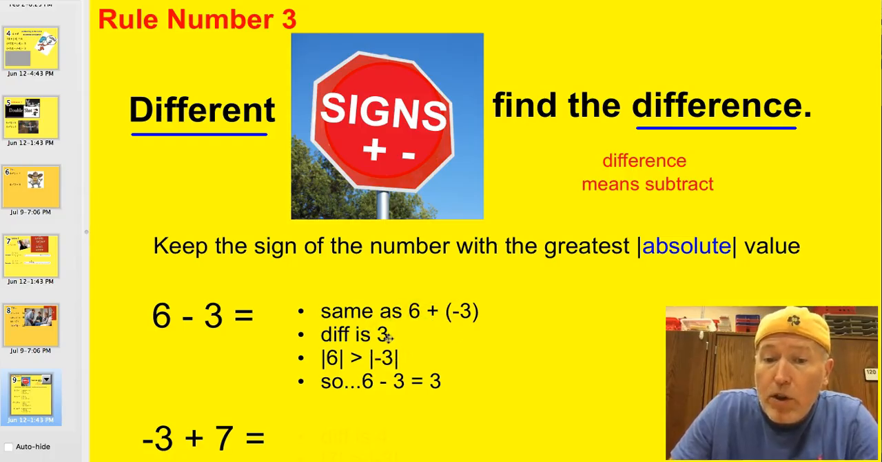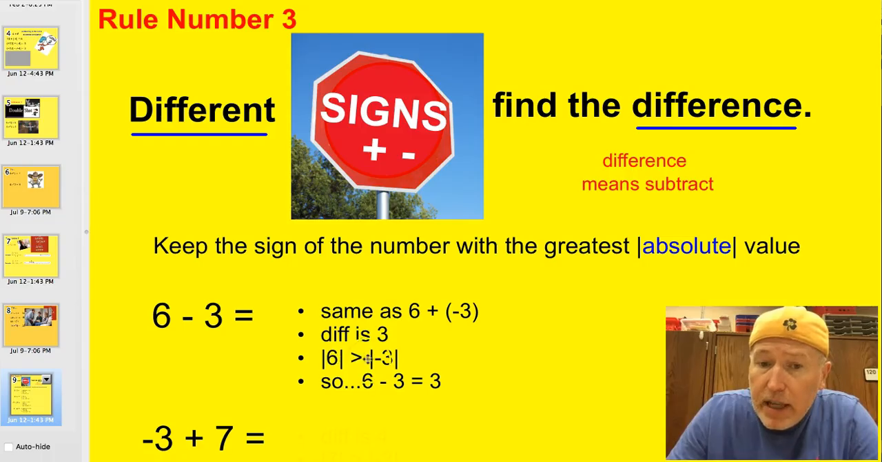Now, we know that the answer is going to be 3. Now we have to figure out, is it positive or negative? Well, the absolute value of 6 is 6. The absolute value of negative 3 is 3. The positive number here has a greater absolute value, so we're going to keep it as a positive 3. Did you follow me on that? This has a greater absolute value. It's more positive than this is negative. Another way to think about it.